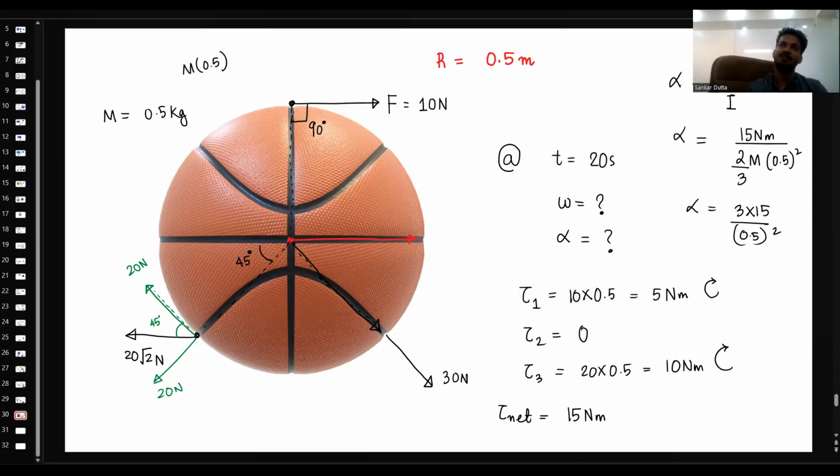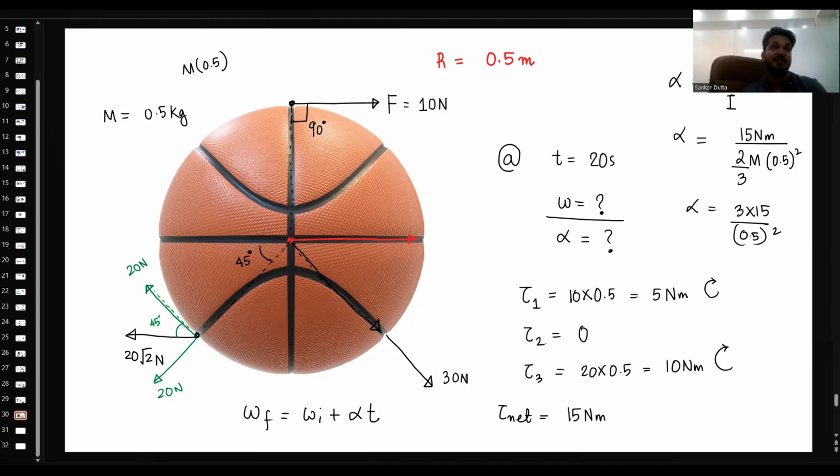Now, once you have found out alpha, can we find out omega at 20 seconds? Well, we can use the kinematics equations. We know final omega is initial omega plus alpha into t. What is this formula? This is just v equals u plus at, guys. We did this in circular motion: final omega is initial omega plus alpha t.